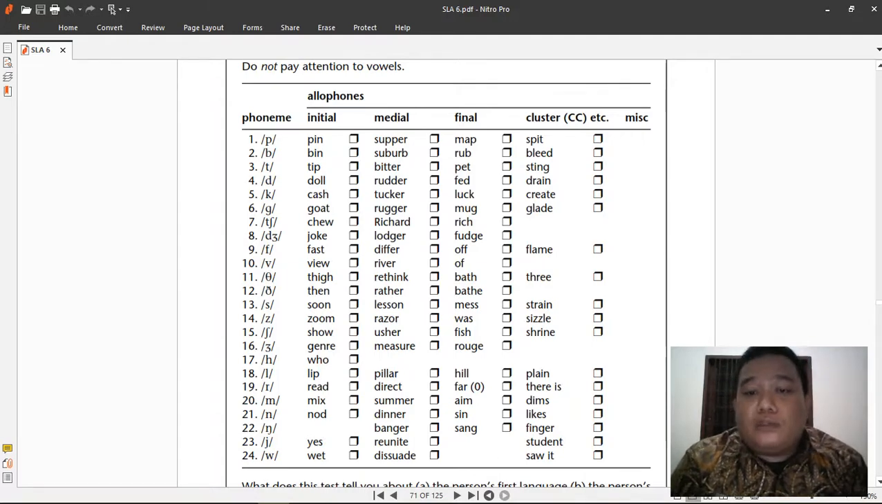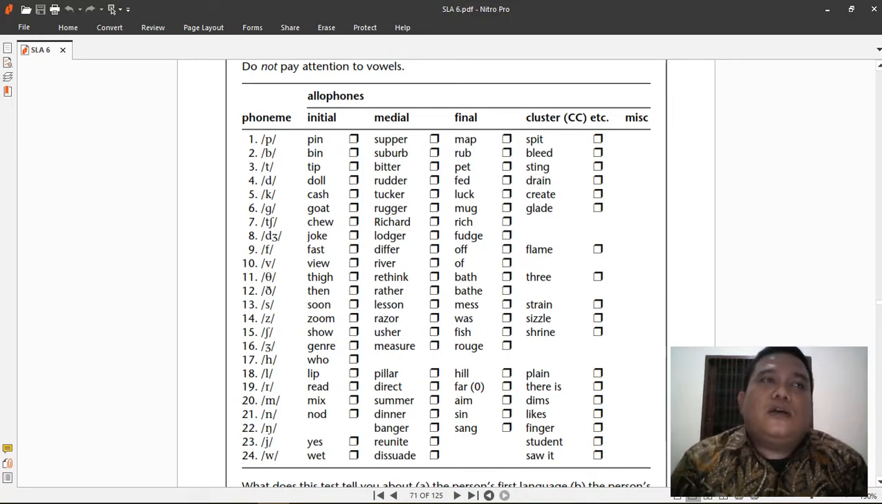And then we have the cluster here: spit, bleed, sting, drain, create, glade, flame, tree, strain, sizzle, shrine, plane, there is, dims, likes, finger. Okay, this one is finger, not finger. Okay, student, saw it. Okay, saw it, saw it.